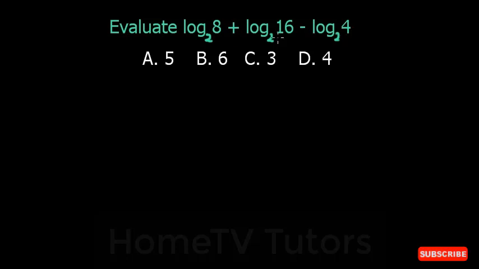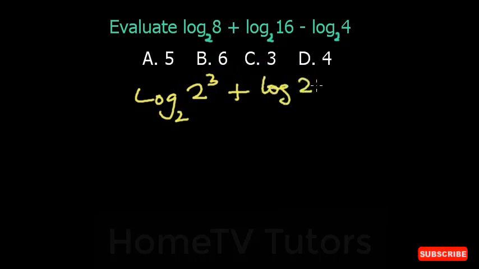Evaluate this expression. These are the answer options. So expressing this, we have log 2 raised to power 3 base 2 plus log 2 raised to power 4 base 2 minus log 2 raised to power 2 base 2. 2 times 2 times 2 will give you 8. 2 times 2 is 4, times 2 is 8, times 2 is 16. So we got that.